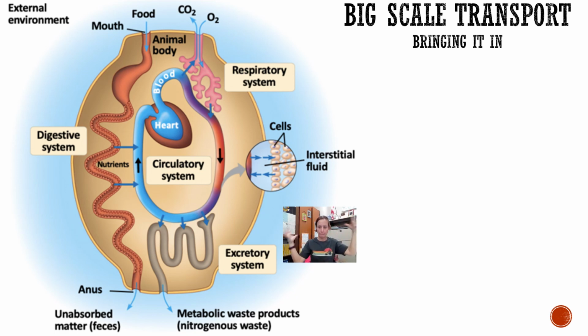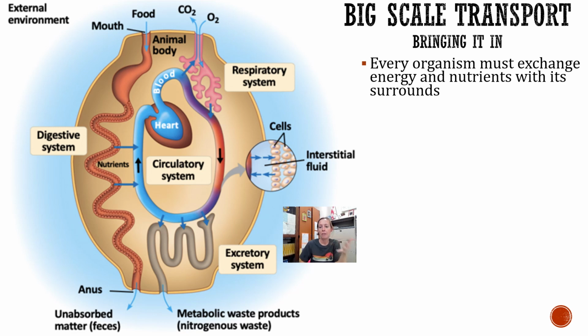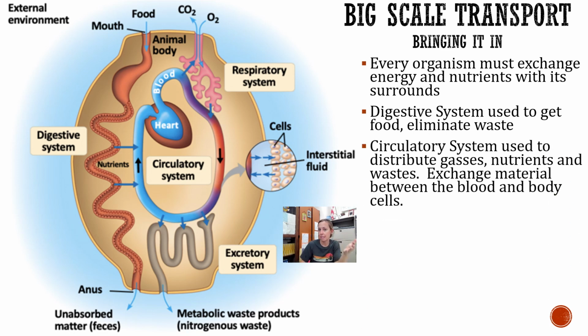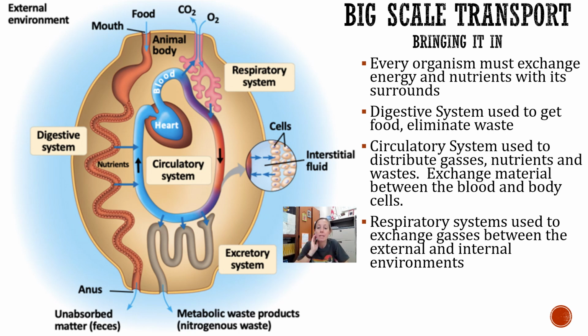So when we talk about transport, there's two different ways you can look at it. You can look at it as big scale transport and little transport, cellular transport. Okay, so for big scale transport, I want you to think about bringing things into your body. So every organism must exchange energy and nutrients with its surroundings. Right, the digestive system is going to be used to get food and eliminate waste. The circulatory system is used to distribute gases, nutrients, and waste and exchange materials between the blood and the body. The respiratory system is used to exchange gas between external and internal environments. And the excretory system is used to eliminate waste.